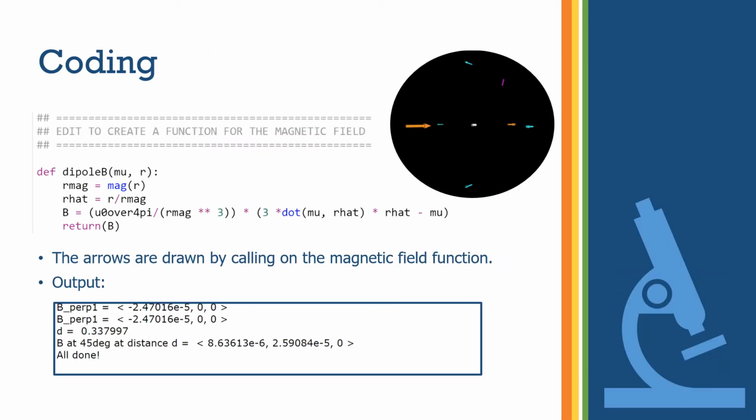Coding. So the central part of this lab's code is just a function that calculates the strength of the magnetic field at a certain point due to the magnet, and we later call on this in the code to draw each of our arrows, and then we output the strength of our arrows in both visual and text form.